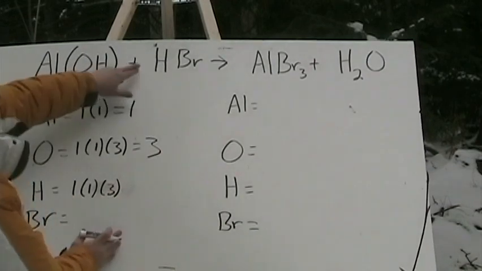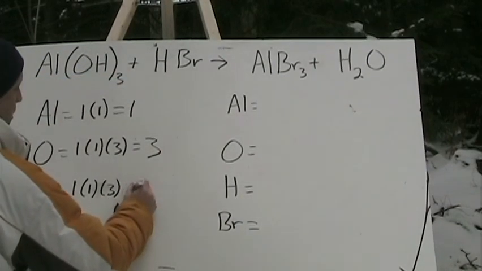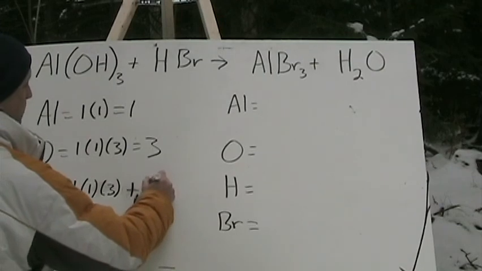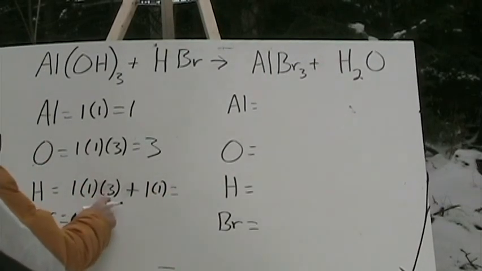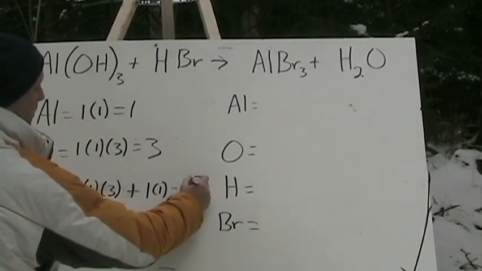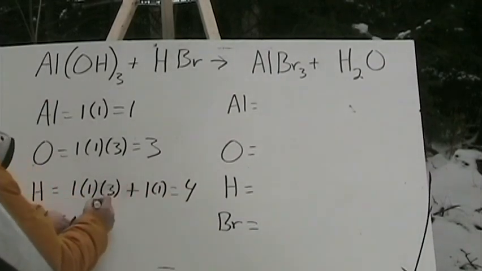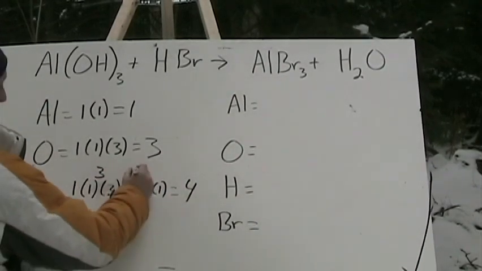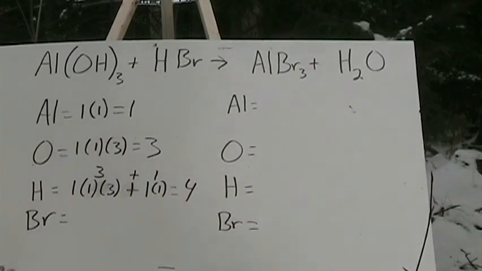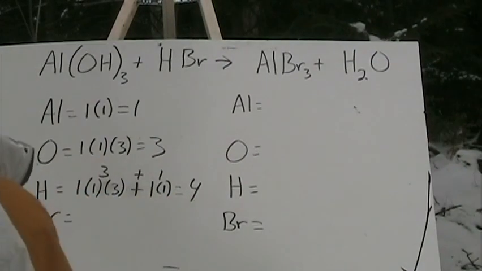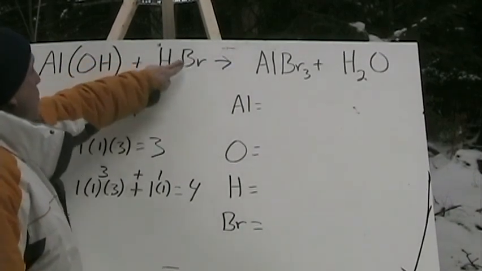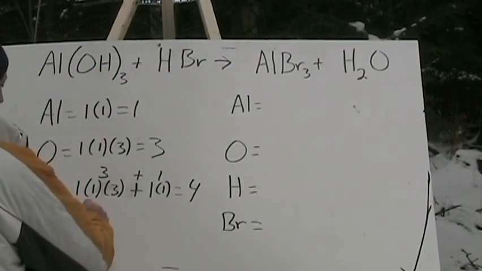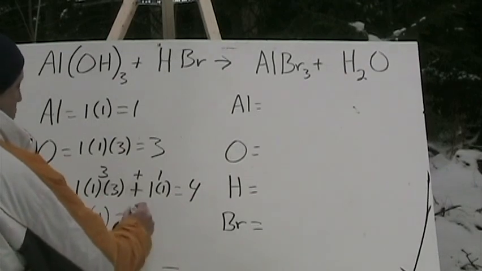Plus, we have another hydrogen over here, plus 1 times 1. So 1 times 1 times 3 is 3, plus 1 times 1 equals 4. So I just do my totals here. This is 3 plus 1 equals 4. So that means coefficient of 1 times the subscript of 1, 1 times 1 equals 1.